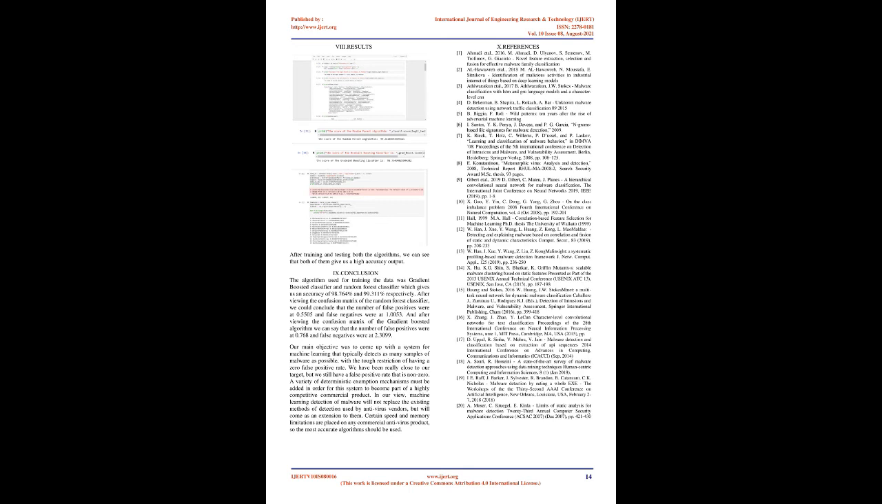After viewing the confusion matrix of the random forest classifier, we could conclude that the false positives were at 0.5505 and false negatives were at 1.0053. And after viewing the confusion matrix of the gradient boosted algorithm, we can say that the false positives were at 0.768 and false negatives were at 2.3099.